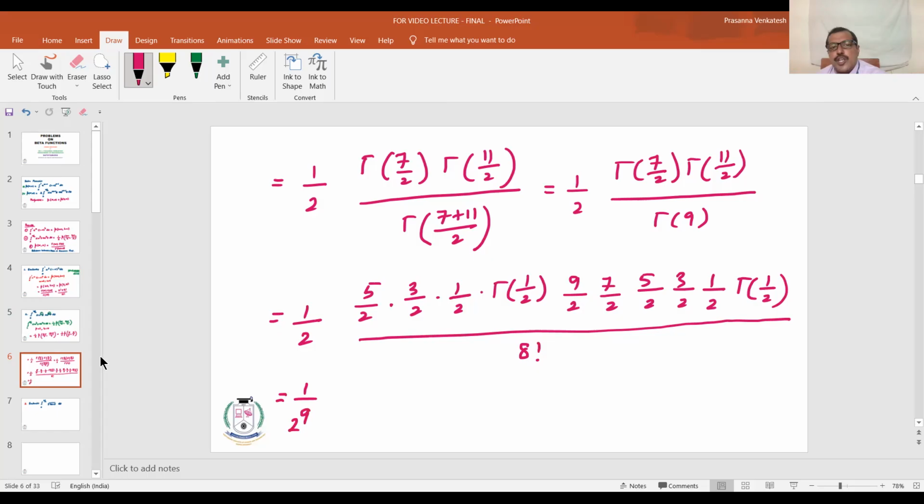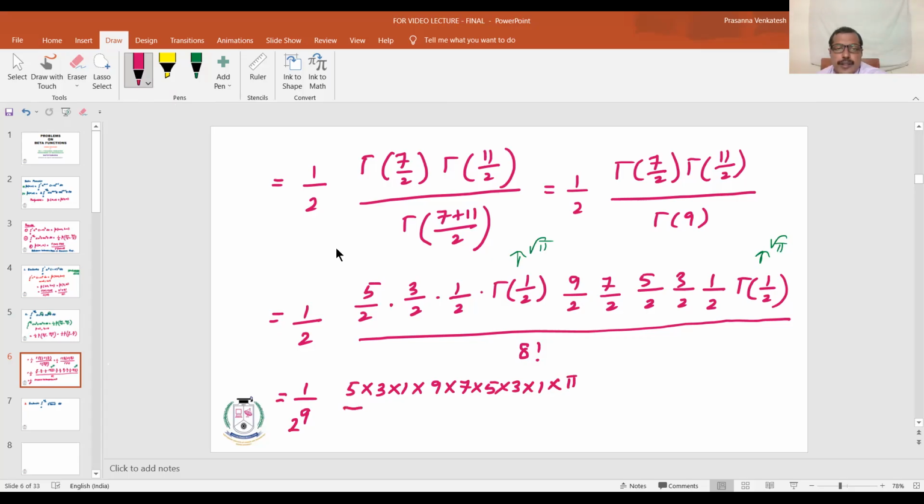And then numerators, you have 5 into 3 into 1 into 9 into 7 into 5 into 3 into 1. Gamma of half is root pi into root pi. So this value is root pi. And here one more root pi is there. Root pi into root pi is pi. Right? Into pi.